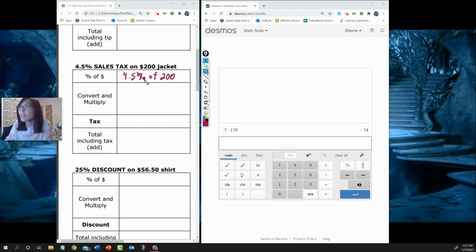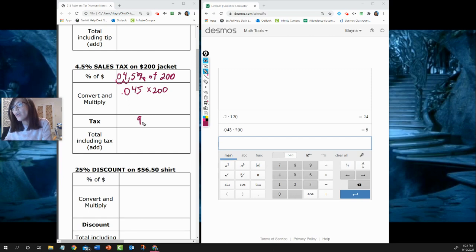We cross out the percent and we move the decimal point 2 places to the left. Because there's a space there, we need to include a 0, so that is 0.045. That is our decimal of 4.5%. The of reminds me to multiply that with 200. I'm going to enter that into my calculator, and 0.045 times 200 equals $9. So the amount that we are going to pay in tax is $9.